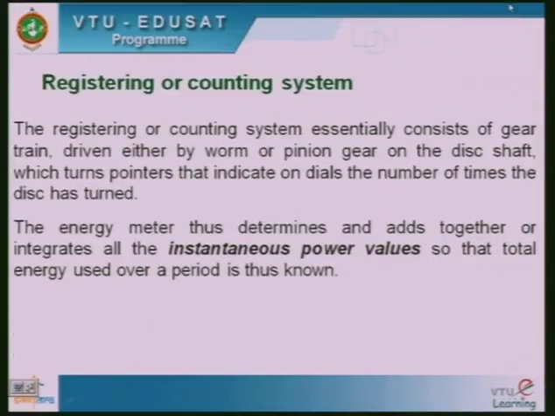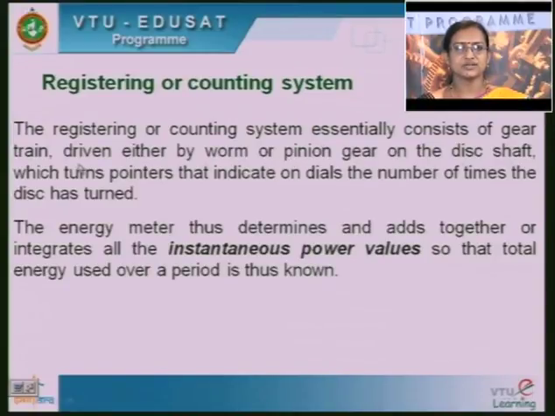Next, this registering or counting system, that is the recording system. The registering or counting system essentially consists of a gear train driven either by a worm or pinion gear on the disc shaft, which turns pointers that indicate on dials the number of times the disc has turned. So, you are going to count the number of revolutions of that aluminum disc. The energy meter thus determines and adds together or integrates all the instantaneous power values, so that the total energy used over a period can be measured by using that energy meter.